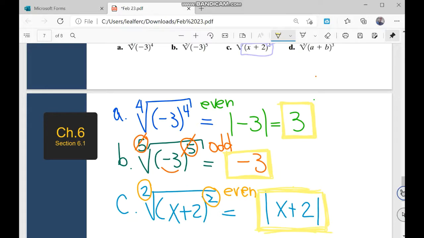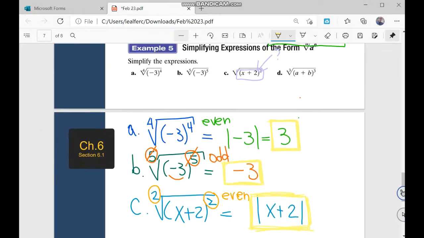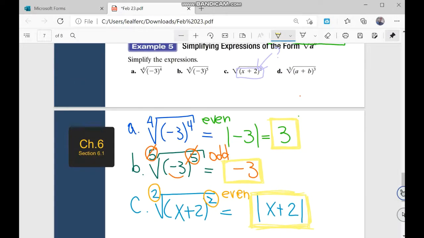Any questions? What do you think? Is this confusing? Is this tricky? Is it too hard? You just have to check, analyze and understand. Are the index and exponent even or odd? If it's even, you use absolute value. If it's odd, you can just cancel out the index with the exponent. Okay?